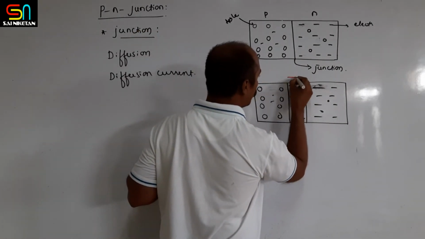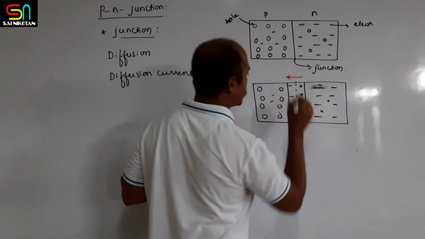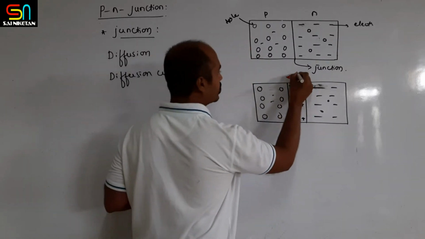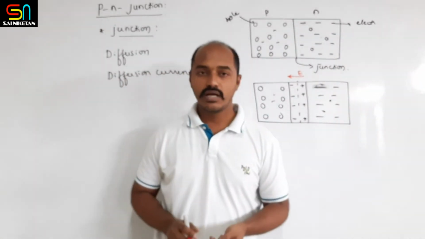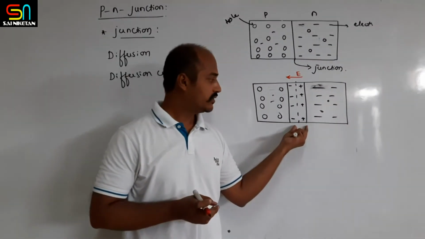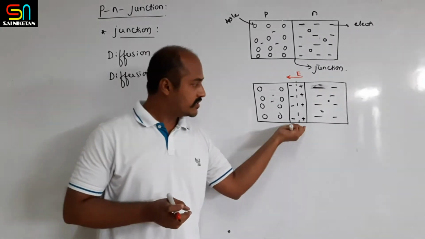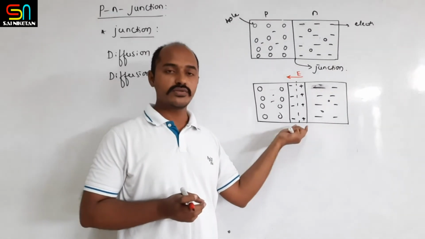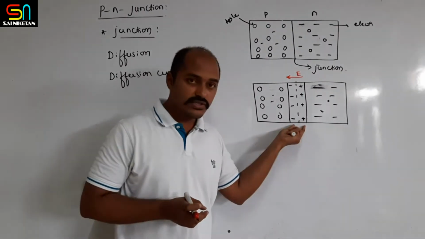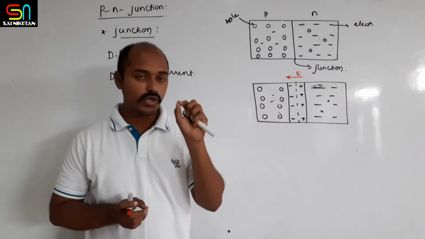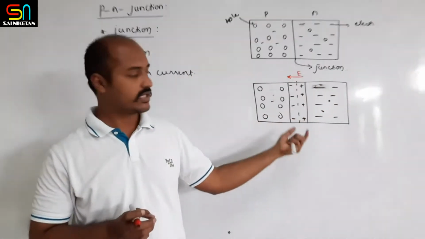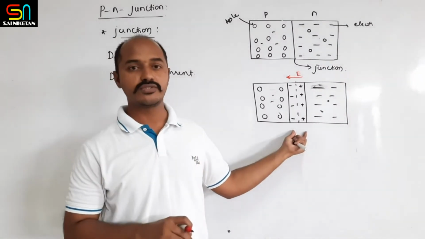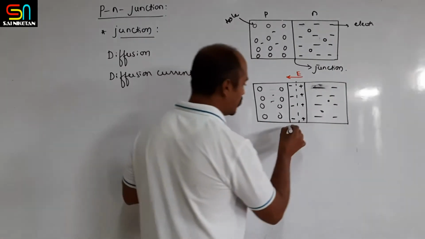Electric field from positive to negative side. So the electric field, I will mark this as E. This is E. So the electric field is generated at a particular distance, this distance, right? So what is this distance? The distance where no charges are moving. Here there is no movement of charge. In this region there is no movement of charge. This is called the depletion region.